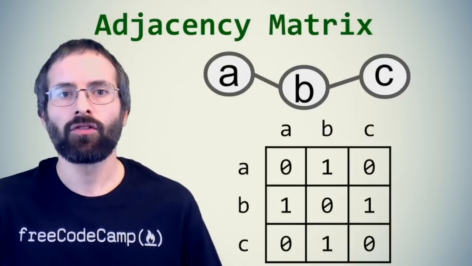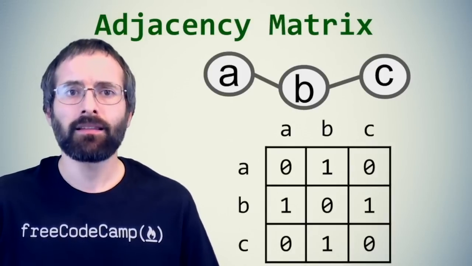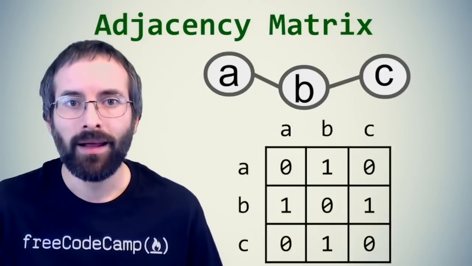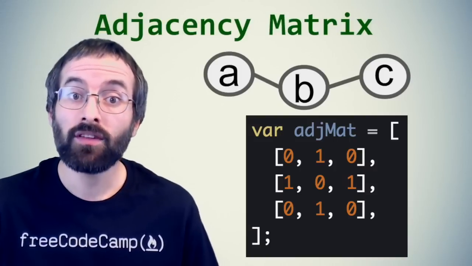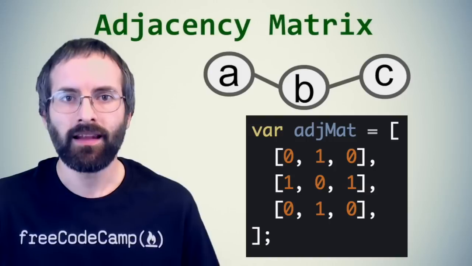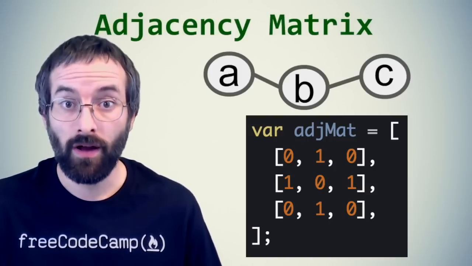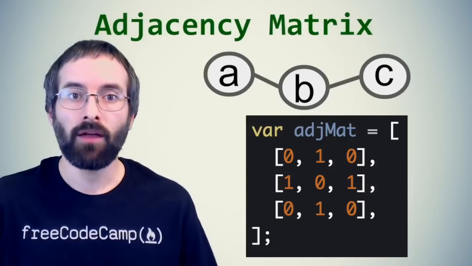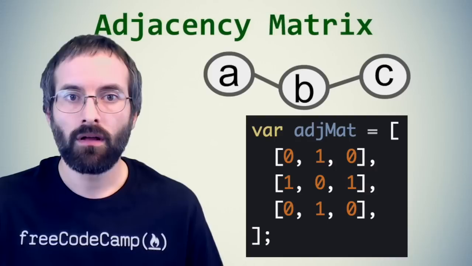This table shows an adjacency matrix to represent the image. You can see that the labels for the nodes are on the top and left. Now here's a JavaScript representation of the same thing. Unlike an adjacency list, each row of the matrix has to have the same number of elements as nodes in the graph. Here we have a 3 by 3 matrix, which means we have 3 nodes in our graph.